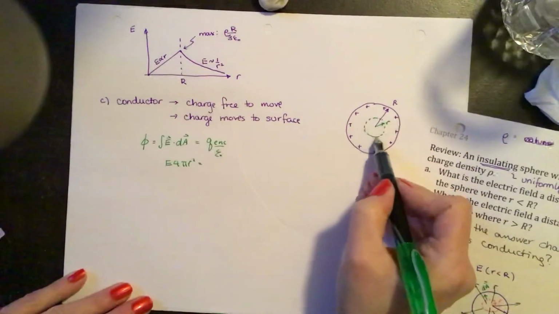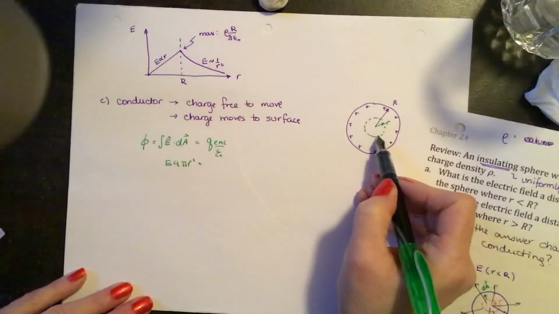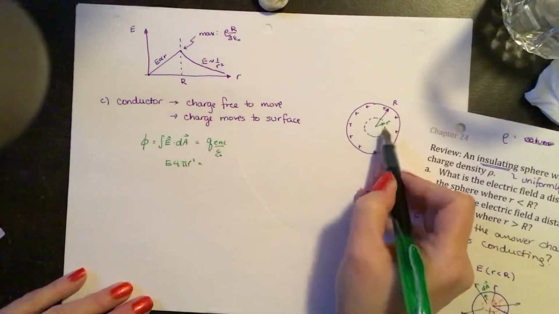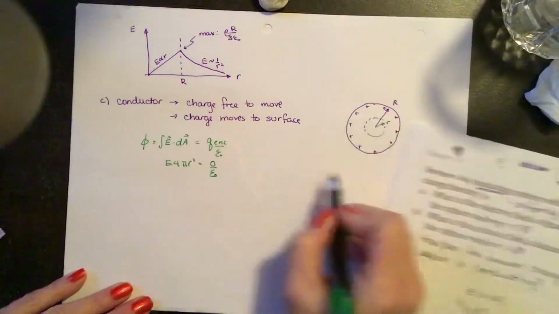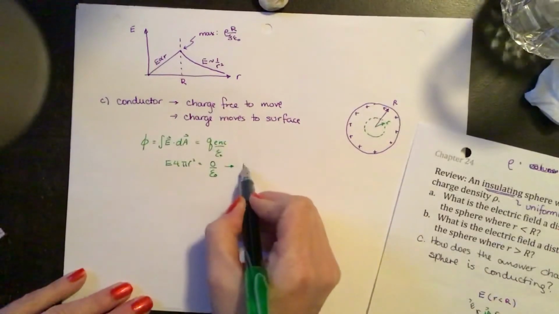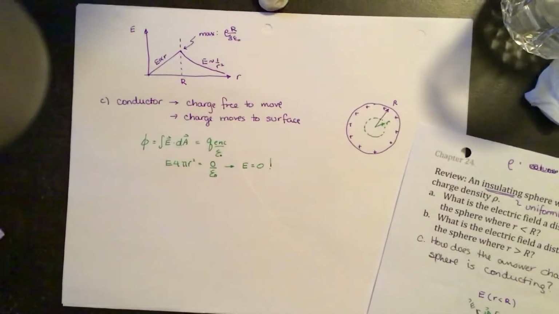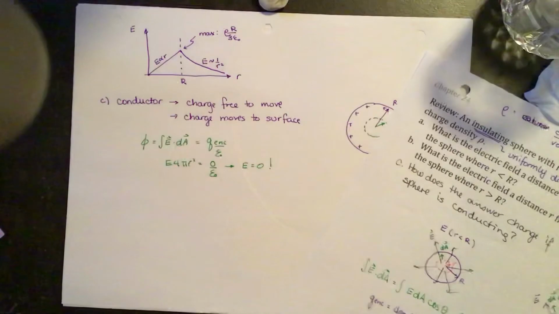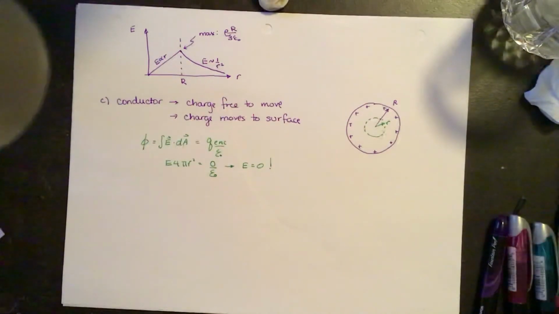How much charge is inside this green dotted line? Well, remember all the charge goes to the surface, so we can't have any of the charge inside that circle. Zero. So the electric field inside the conductor is 0, and that's one of the conditions for conductors in static equilibrium. That's one of the results of this chapter.